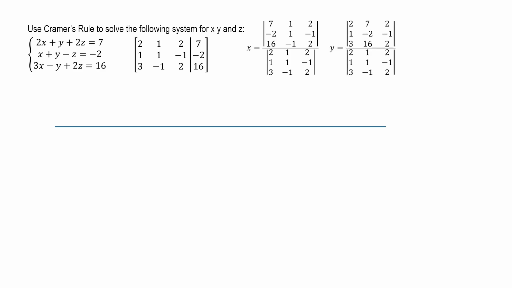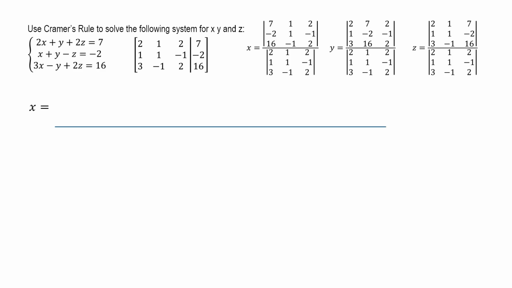To solve for y, we would do the same thing. The denominator is still the determinant of the coefficient matrix, but now the numerator has the y column replaced with the constants, 7, -2, and 16. To solve for z, we would have the same exact thing, but the numerator now has the z column, the third column, replaced with the constants. So this is how you set up Cramer's rule. We're just going to compute x.